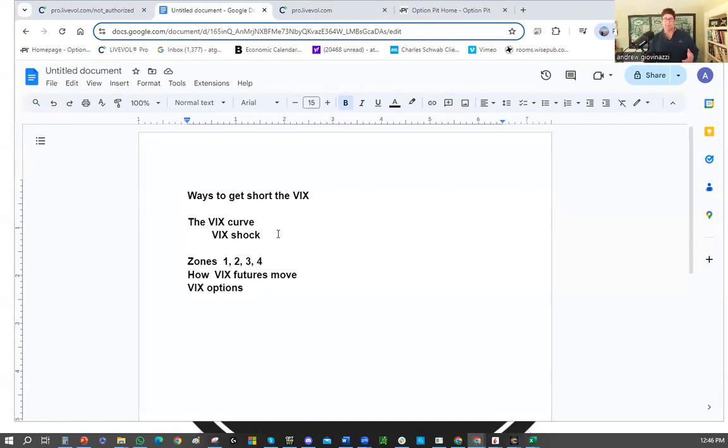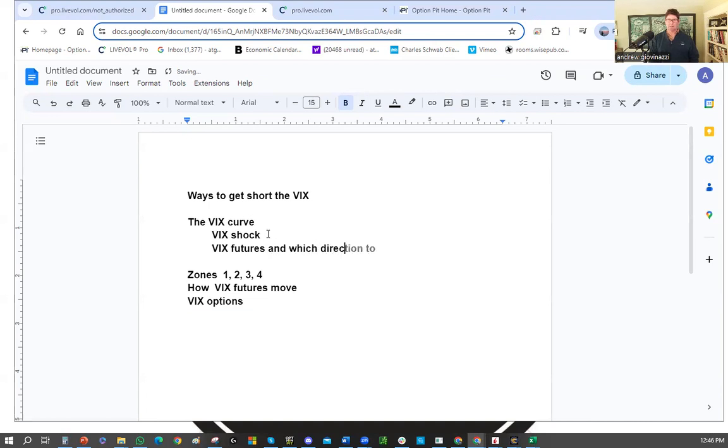So you're either going to have the VIX shock, which is the VIX cash moving up and down, which is the sexy part that everybody likes, or just how the VIX futures are going to decay, and which direction they decay. Again, the VIX futures curve moves the VIX options.